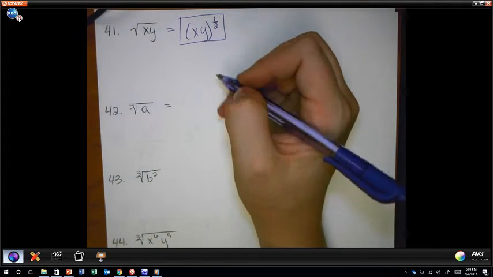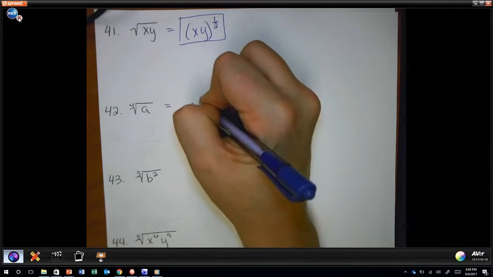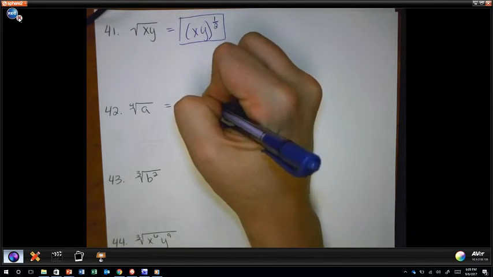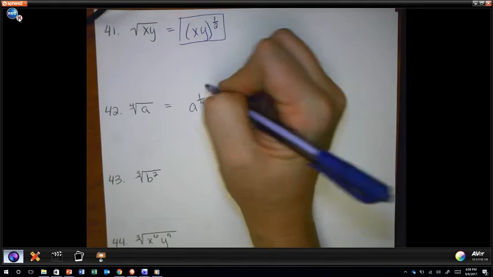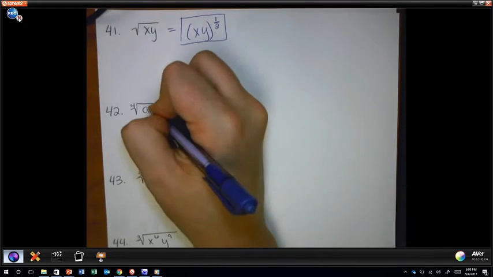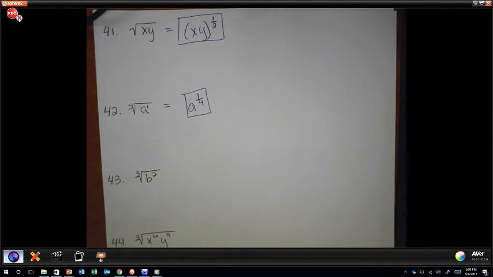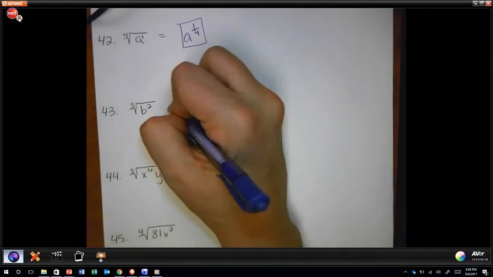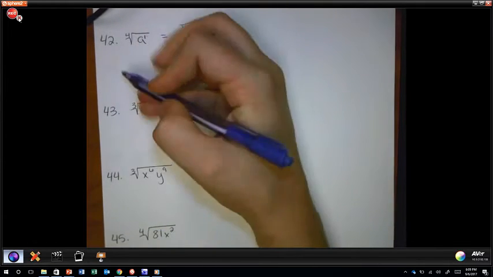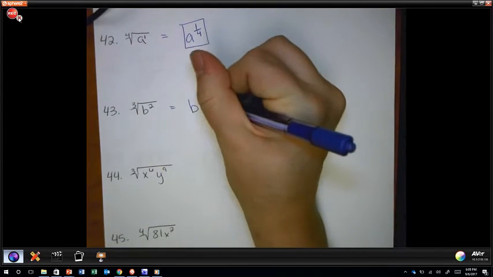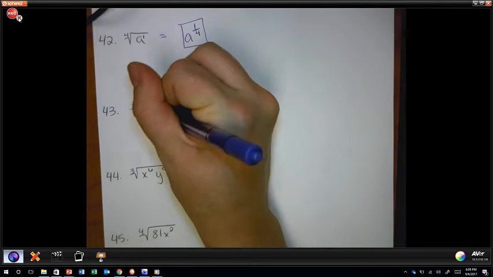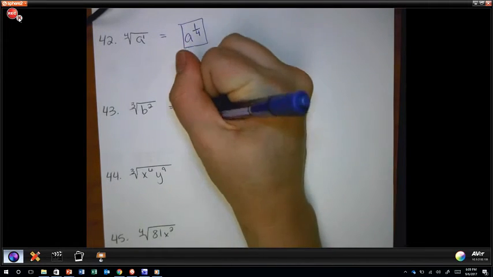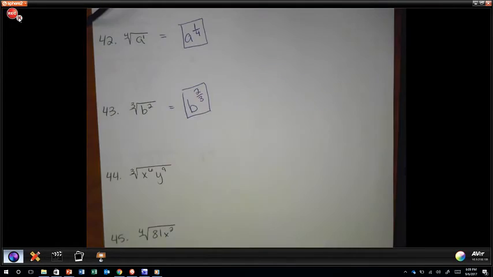Number 42. My denominator comes from my index, which is 4. I have no exponent, so the exponent is automatically 1. So my answer is a to the 1/4. Number 43. My denominator comes from my index. My numerator comes from my exponent, b to the 2/3.